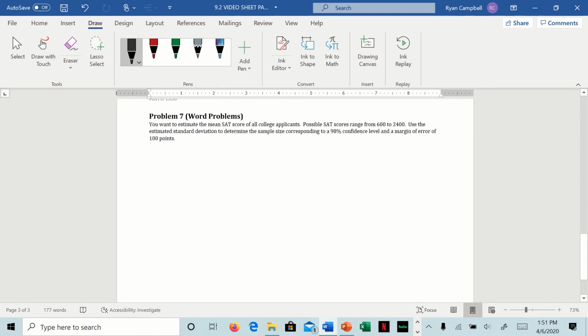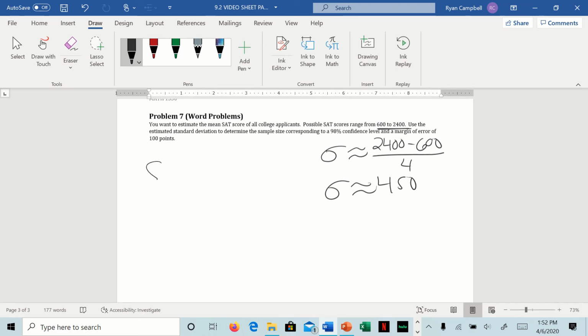Last one. So you do need to make sure that you figure out what the population standard deviation is. And you can either figure it out ahead of time, right? We can do population standard deviation is 2400 minus 600 divided by 4. So it's about 450. And you can just type that in, right? Or we can actually just type all of those calculations in there as well.